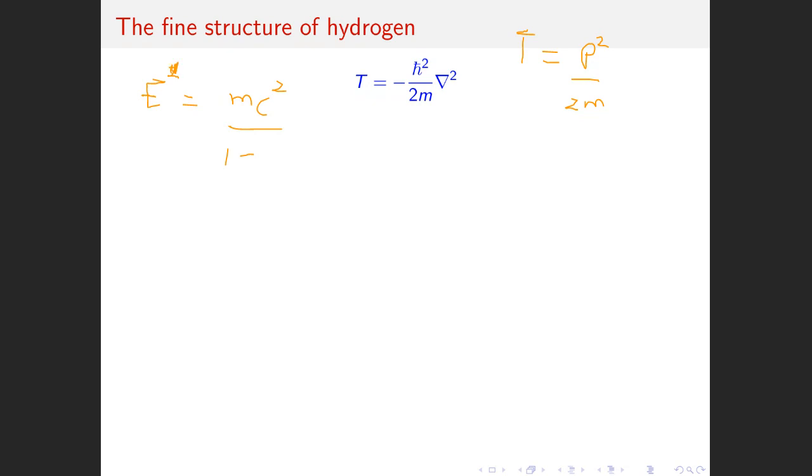So you get mc² over the square root of 1 minus v²/c², and remember that this is the total relativistic energy. It is the sum of the kinetic energy and the rest mass energy, since the mass is also some form of energy, so it's given by T plus mc². Remember that we want to find the relativistic expression for the kinetic energy, not in terms of the velocity.